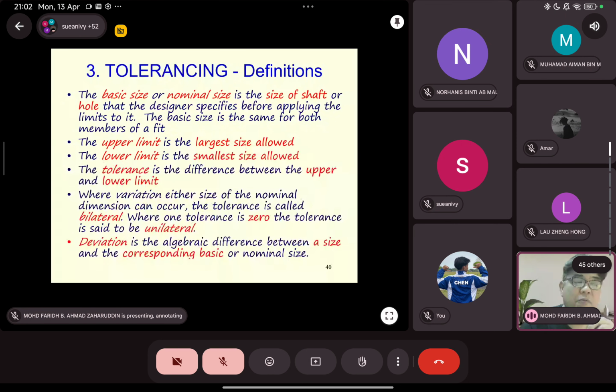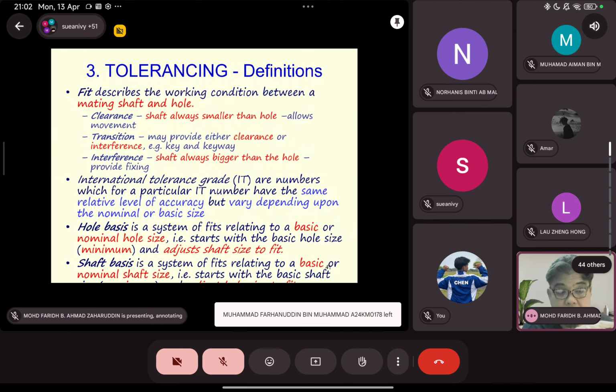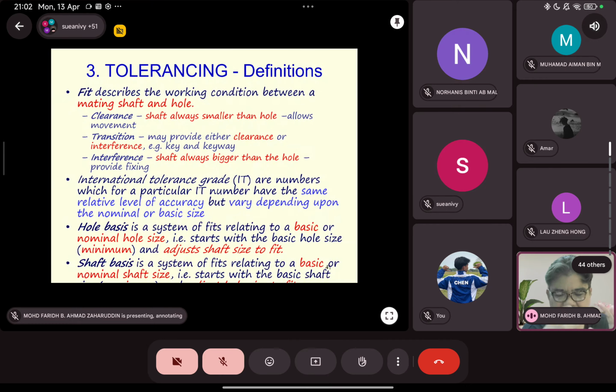Deviation is said to be the algebraic difference between the size and the corresponding basic size or nominal size. Later on, you will see what a deviation is. This slide is very important. In limits and fits, the first thing you need to understand is the definition. Most students find the questions easy, but because of misunderstanding the definition, they answer it wrong. Be careful.